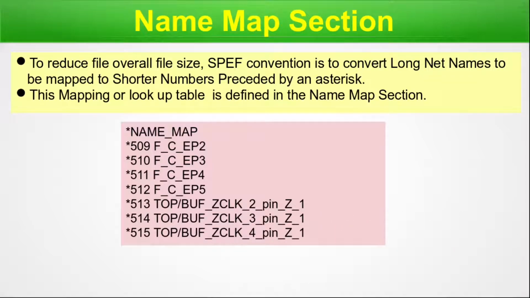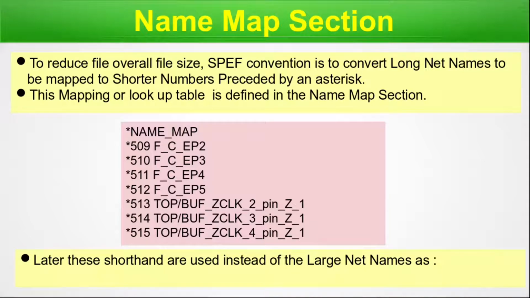So let me just bring my mouse pointer. These are shorthands and these will be used in the entire SPEF instead of the full net names. And here you can see this is a hierarchical net name. You can count how many alphabets are there. They are replaced by only 3 digits and 1 asterisk. So that will help the reduction of the entire file size. If you have to know about this particular net in a resistor or capacitor, you have to come back to the name map section and follow this lookup table to know the corresponding net name.